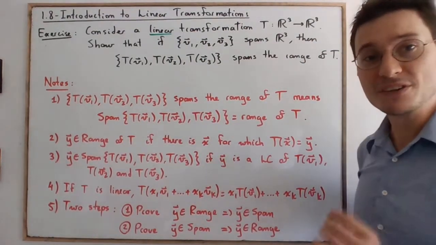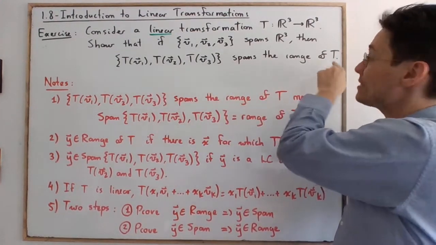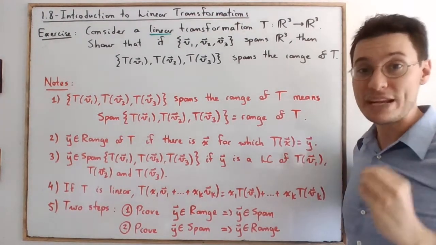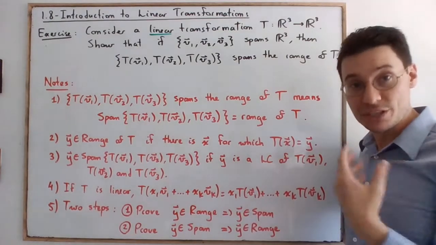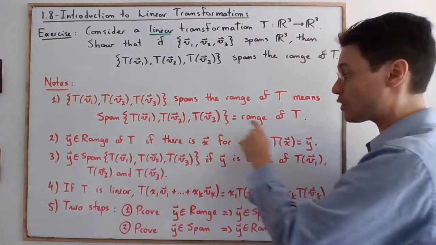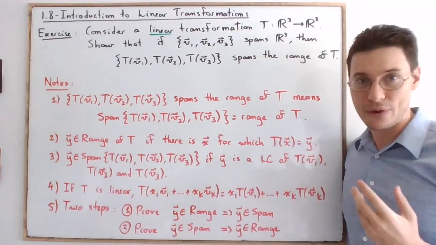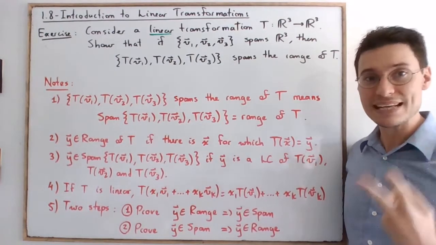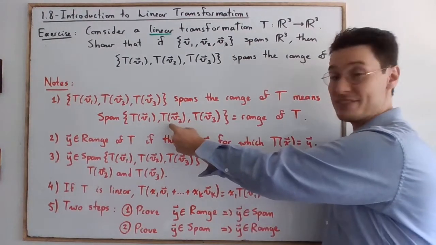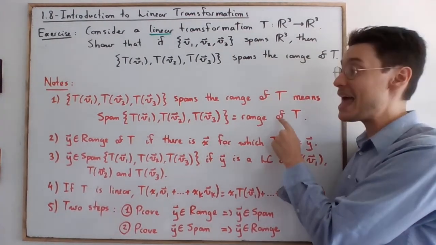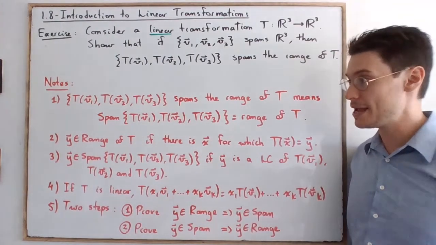Okay, and the first thing I want to tell you is what does it mean for this set to span the range of T? It means that the range of T and the span of this set must be the same thing. So what you want to prove essentially is this equality between the two sets, okay? And if you remember correctly, the two sets are equal if they are contained in each other. In other words, if the span is contained in the range and the range is contained in the span, then these two sets are equal, okay?